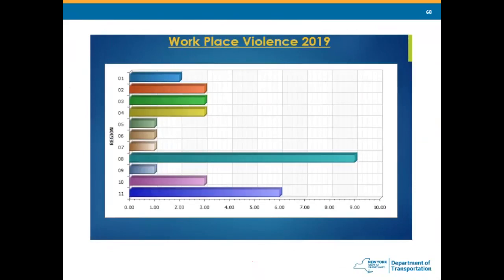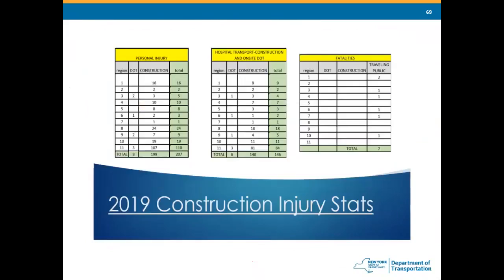Workplace violence. Again, this could include, Region 8, anyone? Could be anything. Could be somebody driving by and saying something inappropriate to a flagger. Could be the contractor threatening you or bullying or whatever. But these are total numbers for workplace violence and act or threat of violence. These are just the injuries.